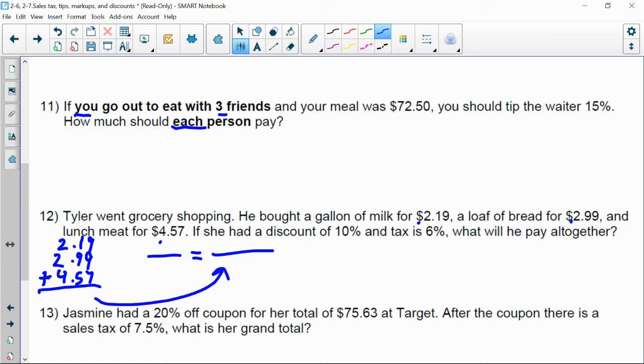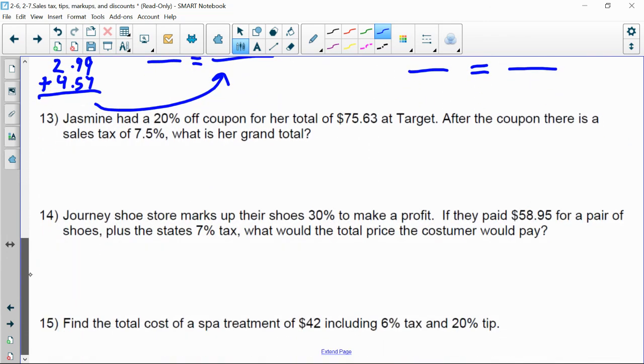Okay. Now look, it says discount, then tax. So that means you've got two steps that you're going to have to do. All right. Make sure you're paying attention. That's like the one that we did in our guided practice. Okay, so if you need to review how to do that, go ahead.